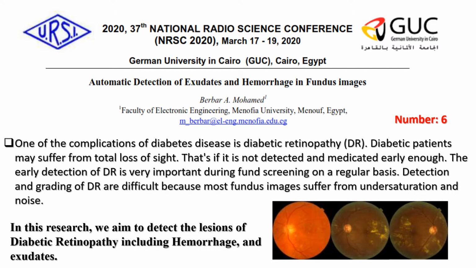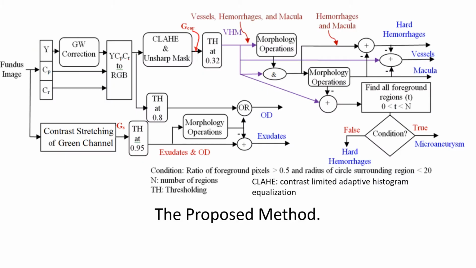This first paper is concerning segmentation to detect lesions: exudates, hemorrhages, and vessels. We also detect the optic disc, to detect all the components of the retinal image. This is my proposed method for segmenting the lesions.